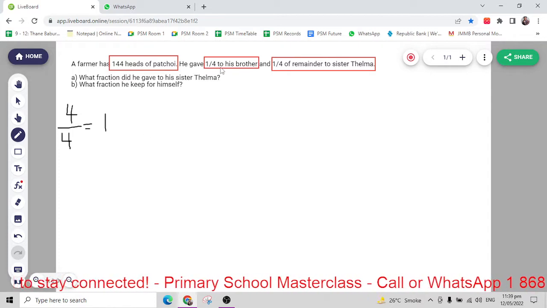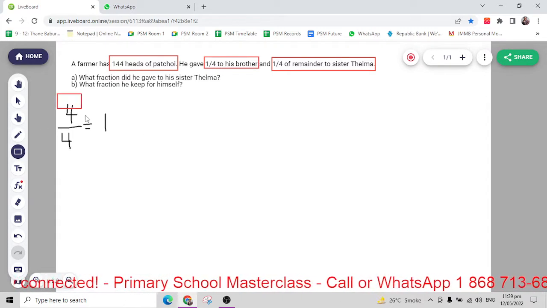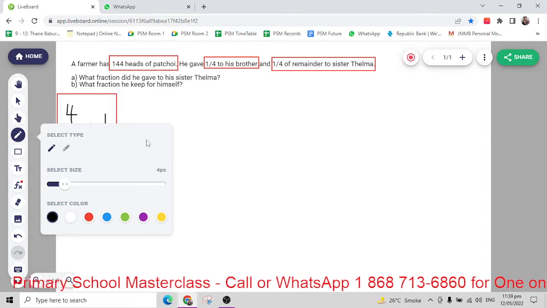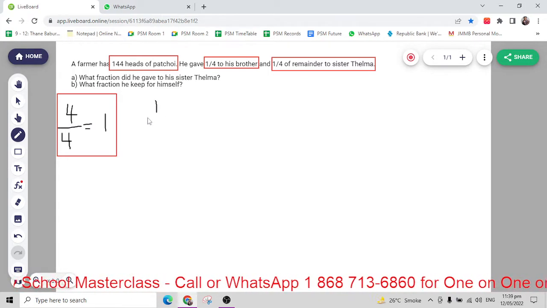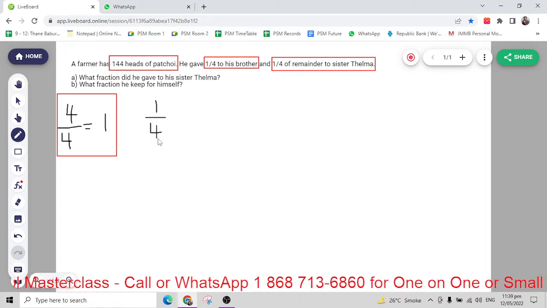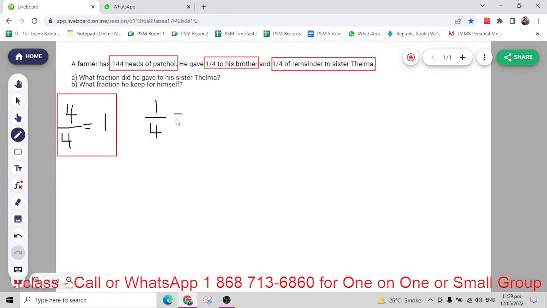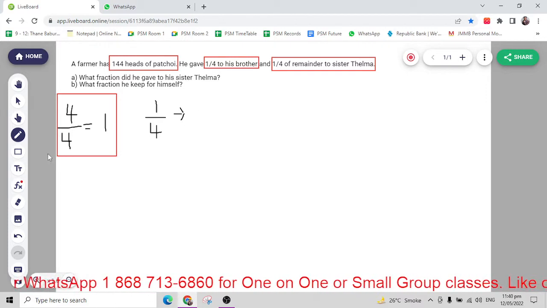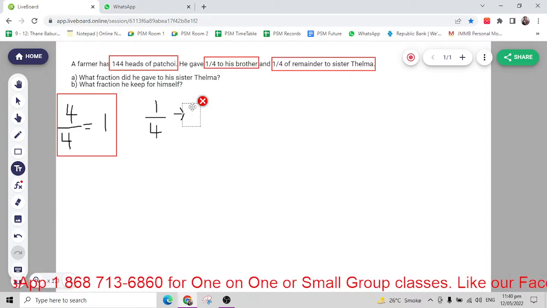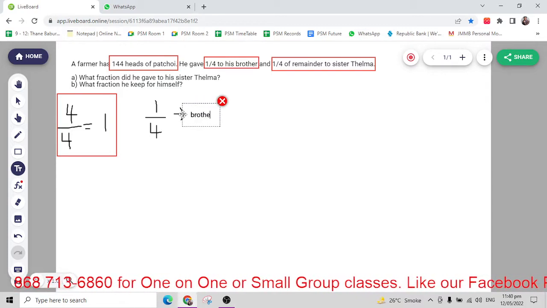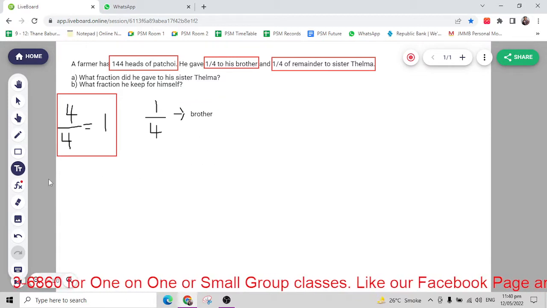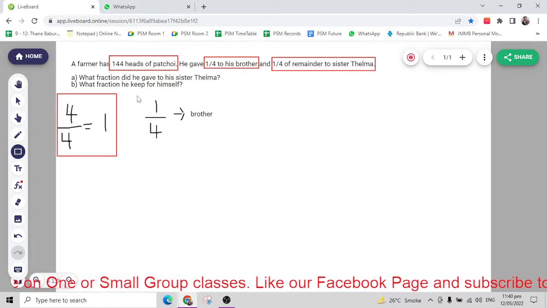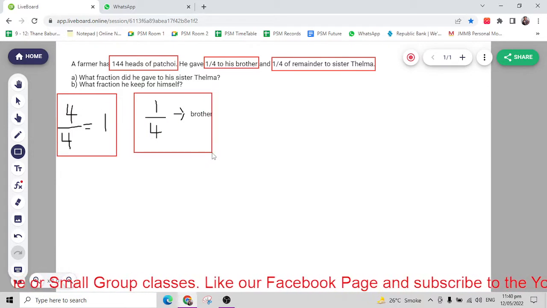It says here he gave a quarter to his brother. So 1 quarter, that's how you write a quarter, 1 over 4, numerator 1, denominator 4. 1 quarter goes, I put a little arrow here, goes to the brother. Okay, 1 quarter goes to the brother. Right? So I like to say we're converting the English language to mathematical language, the words to numbers.